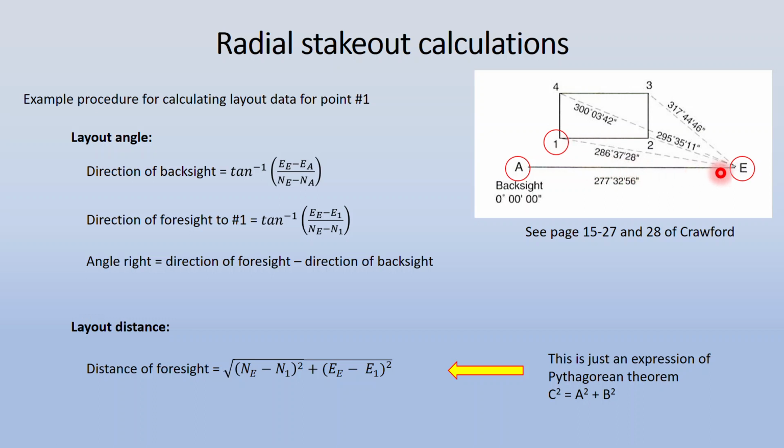The difference in your eastings is another side of your triangle. And the distance that we want to solve for, the distance that we're shooting, is the hypotenuse of that right triangle. So A squared plus B squared equals C squared has some new terms applied to it. So the distance equals the square root of the difference in northings squared plus the difference in eastings squared.